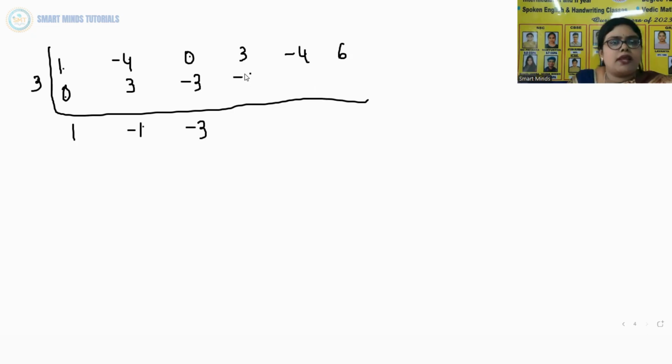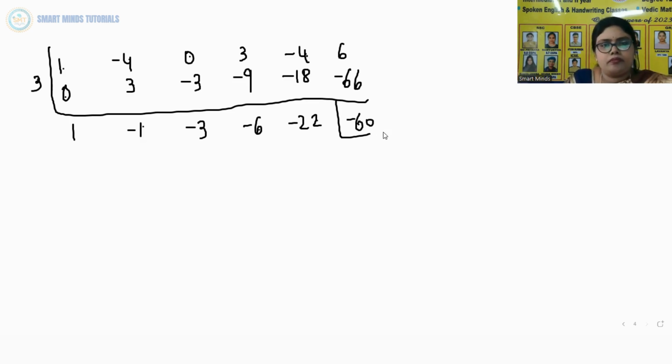-3 into 3 is -9. 3 minus 9 is -6. -6 into 3 is -18. -4 minus 18 is -22. -22 into 3 is -66. 6 minus 66 is -60. Next.